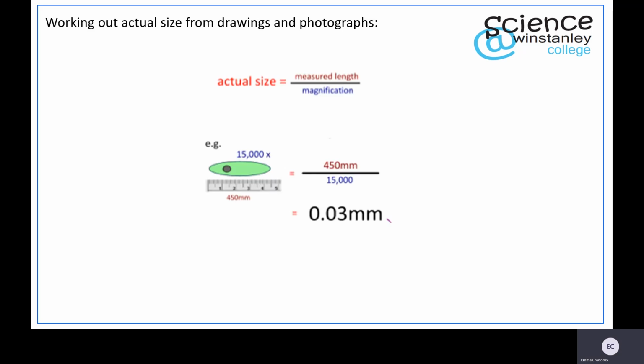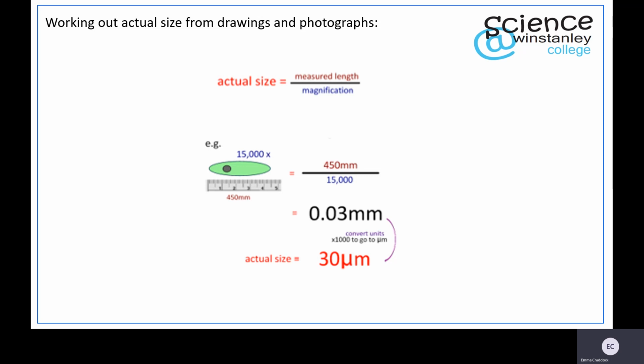So as well as being able to use the equation, you have to work out actual size from drawings and photographs. To do this, you can use the equation: actual size equals measured length divided by magnification. So, the cell below has been magnified by times 15,000. You have measured it as 450 millimeters long. Therefore, you would do 450 millimeters divided by 15,000, which gives you 0.03 millimeters.